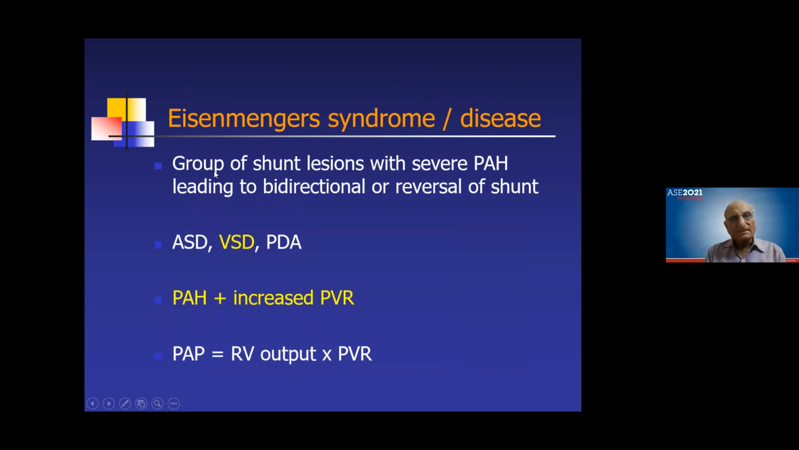Eisenmenger is a group of shunt lesions with severe pulmonary artery hypertension leading to a bidirectional or a reversal of shunt. So that is known as Eisenmenger syndrome, and all other causes have been ruled out. And the commonest cause is VSD. It can occur at any level also, but the most common is a ventricular septal defect, with a presence of marked pulmonary artery hypertension.